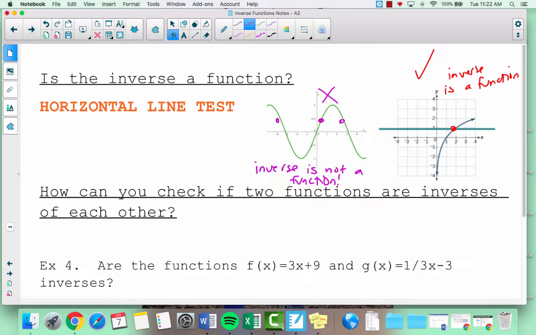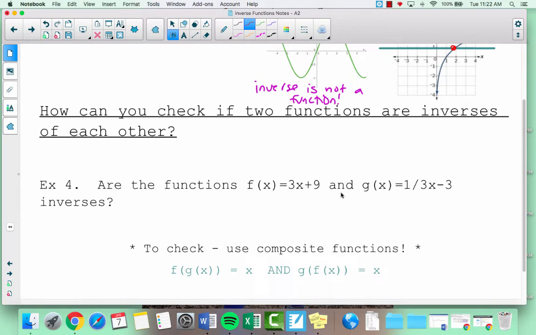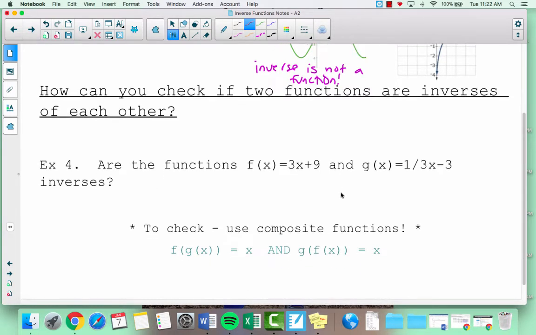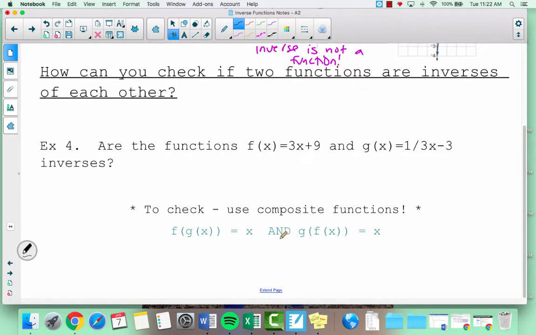Okay. Now, if you were given two functions in an equation form, and I'm asking if they're inverses of each other, this is where you're going to have to do it algebraically, and this is where you're going to be using composite functions like you learned about in the last section. Remember, composite functions basically is asking you to use substitution. So to check if two functions are inverses of each other, we're going to plug one equation into the other, and if you do, you should get x.